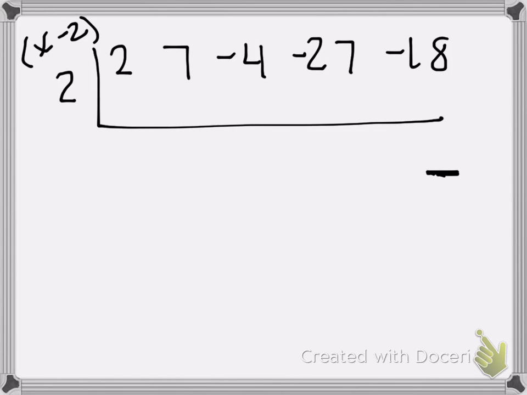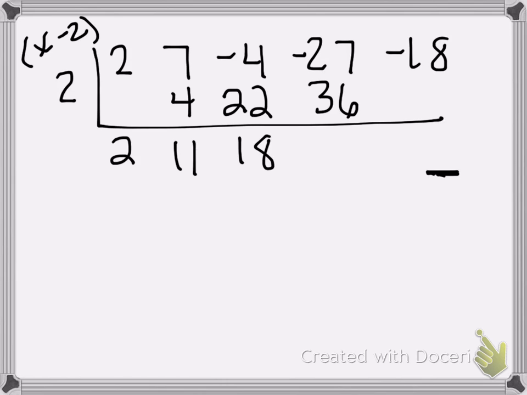So watch this. Bring the 2 down. That's 4. Combine your terms. That's 11. Multiply. That's 22. 22 minus 4 is 18. Then multiply. 18 times 2 is 36. 36 and negative 27 gives you 9. And then you multiply 2 times 9 and you get 18. And look what happens. That comes out as a 0. So that shows that x minus 2 is definitely a factor, because that was a 0 right there. So check. You showed that one.